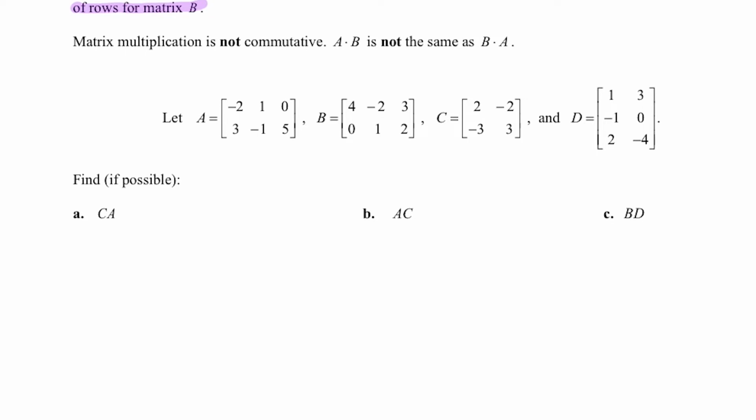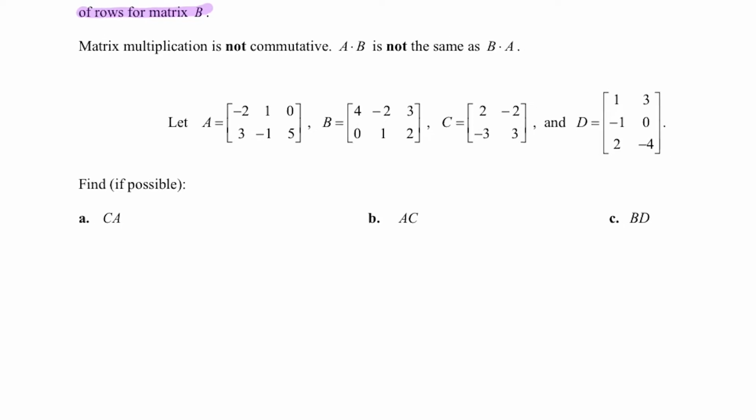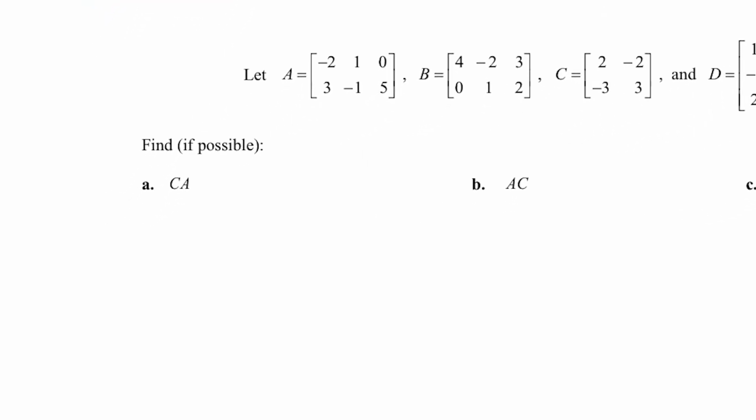And the first one we want to do is C times A. When we write down the size, it's the number of rows by the number of columns. So matrix C is a 2 by 2 matrix. Matrix A is a 2 by 3 matrix. That's 2 rows, 3 columns. Now you want this number to be the same. If these two numbers are the same, then you can multiply the matrices together. So for this one, we are good to go.